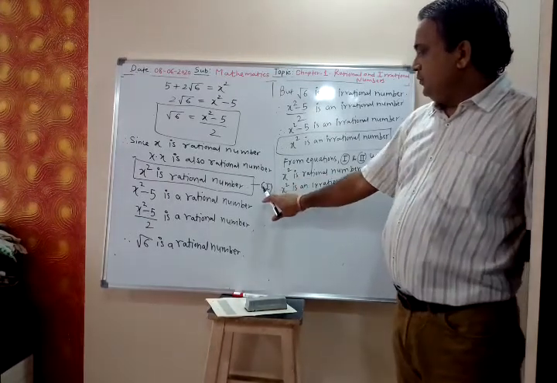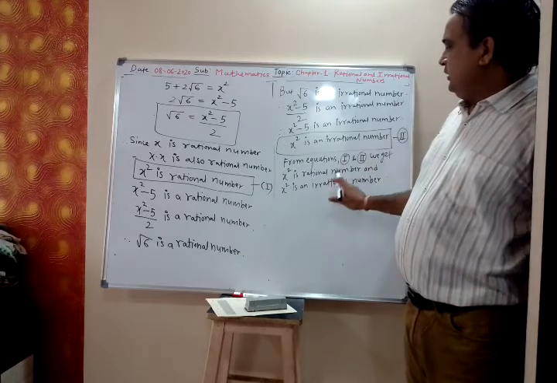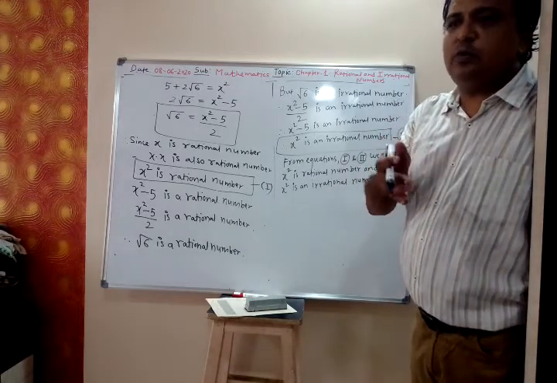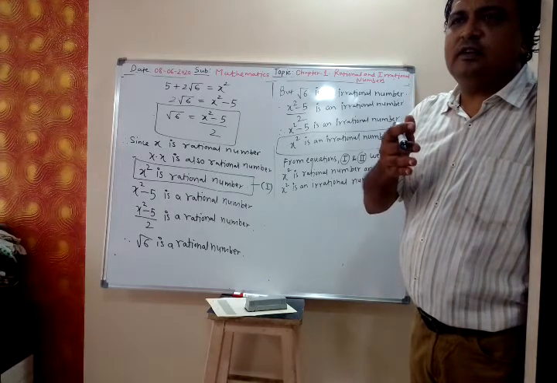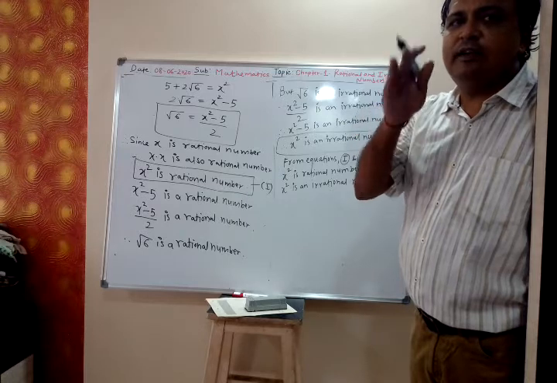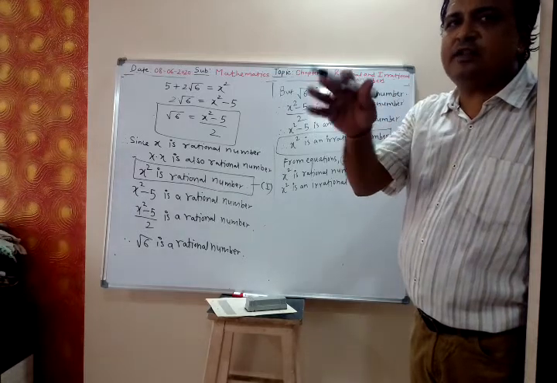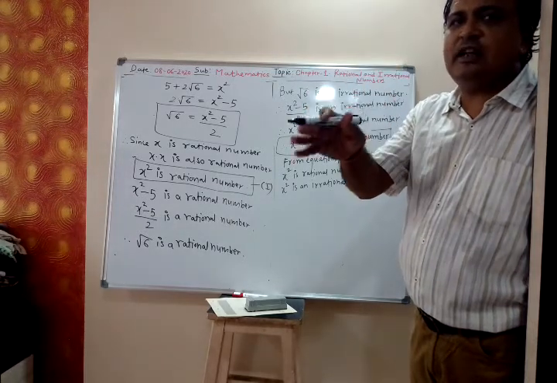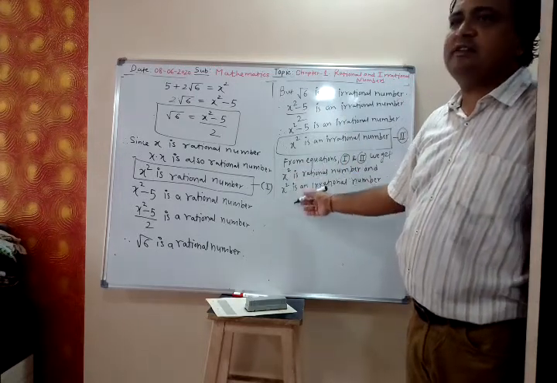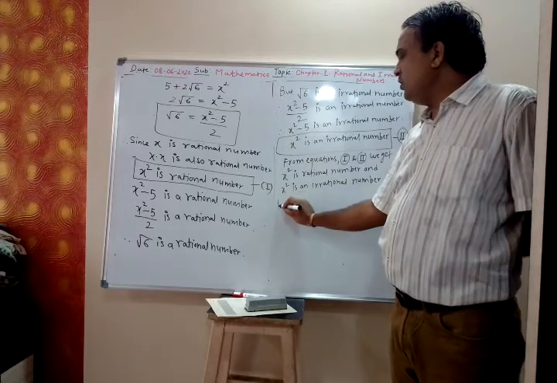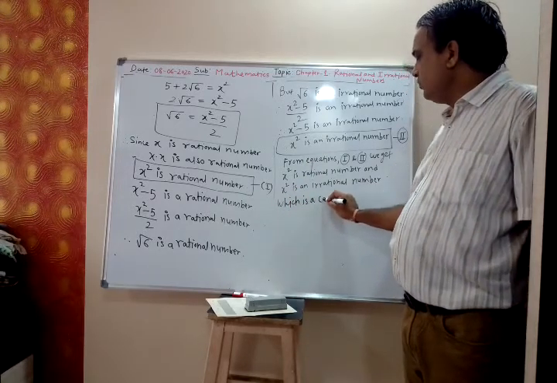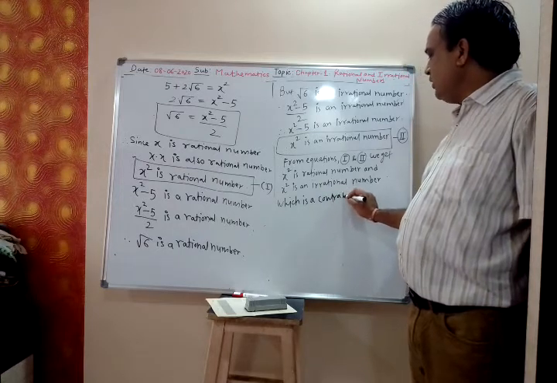So from 1 and 2, we get that x square is rational as well as irrational both. Any number will be either rational or it will be irrational. If it is rational, it will not be irrational. If it is irrational, it will not be rational. But you are getting x square as both rational as well as irrational, which is a contradiction.